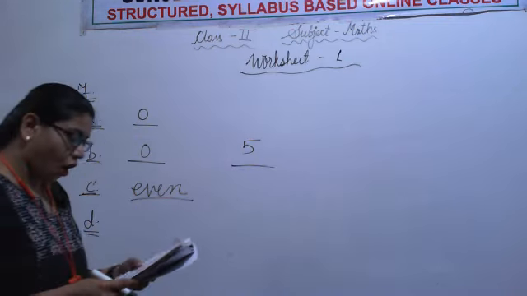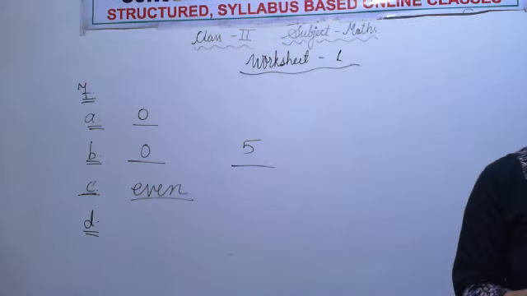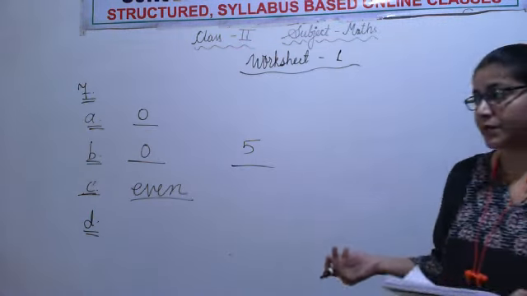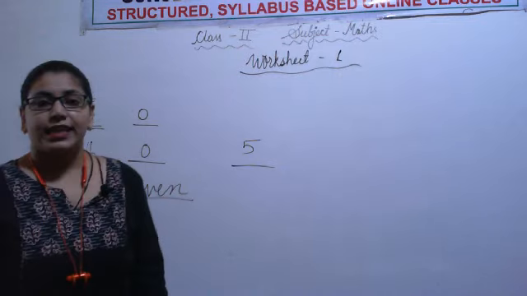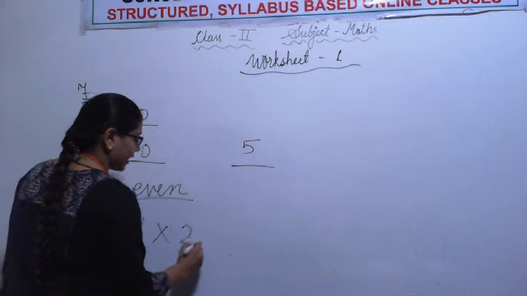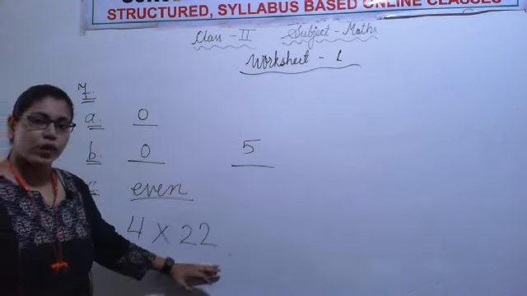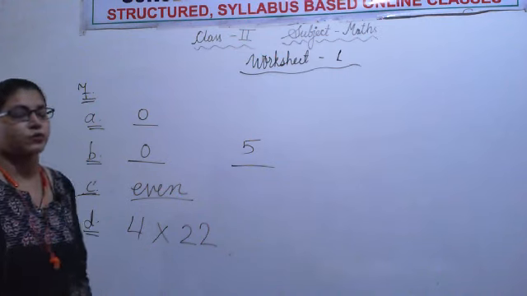Next one, a bunch of grapes has 22 grapes, then 4 bunches will have blank grapes. So basically they are having 4 groups of 22 grapes. 4 bunches of 22 grapes. It means 4 times 22.